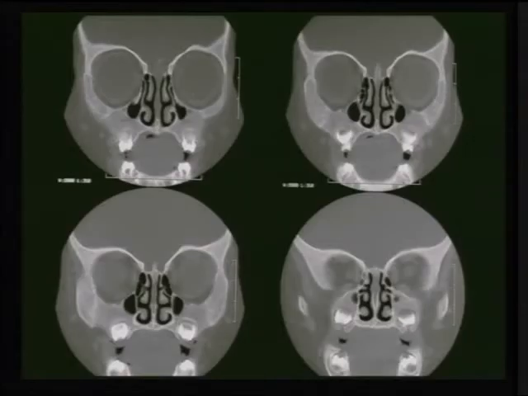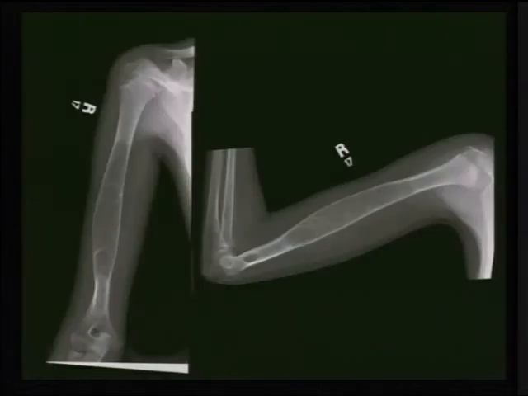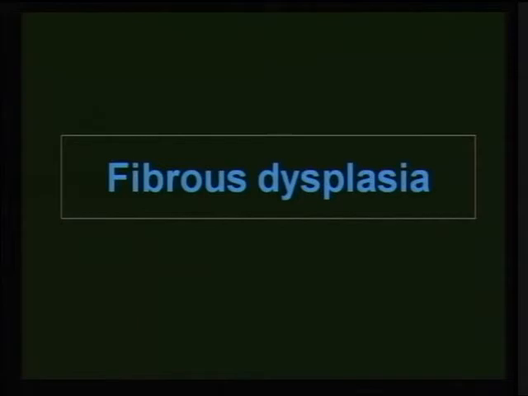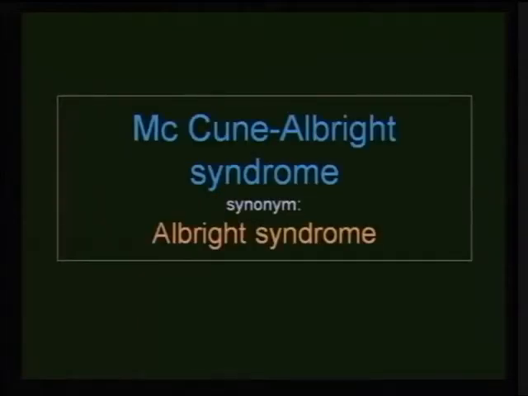If you see that there is absence of paranasal sinuses, the bones are having what we call the ground glass appearance. There is expansile ground glass appearance in the bones here and there. It can affect the flat bones, can affect the tubular bones, and can affect one side of the body only, and this is fibrous dysplasia. And if it is only one side associated with endocrine disease, we think about McCune-Albright syndrome.